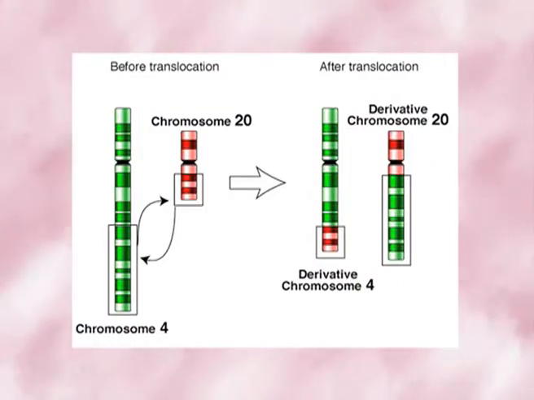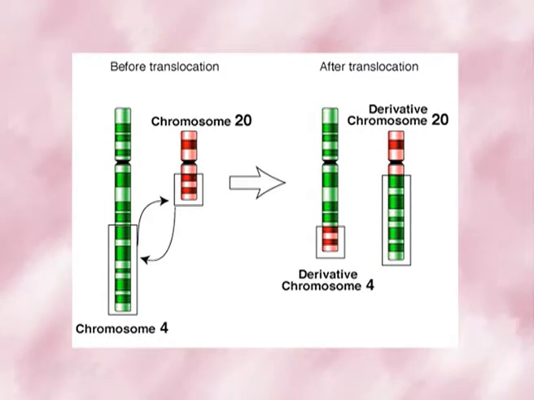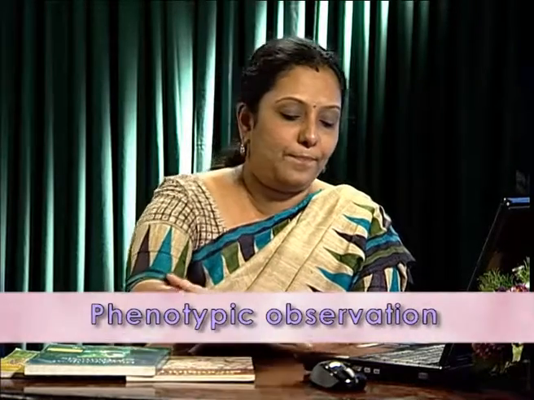Next, characteristics. Physical mutagens can directly damage DNA. They can cause chromosomal abnormalities like translocation, deletion, etc., or they can cause damage to the bases or base pairing. Ultimately, it is manifested as a phenotypic observation.